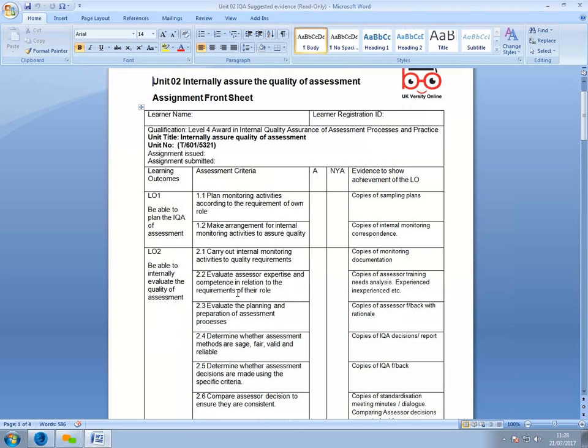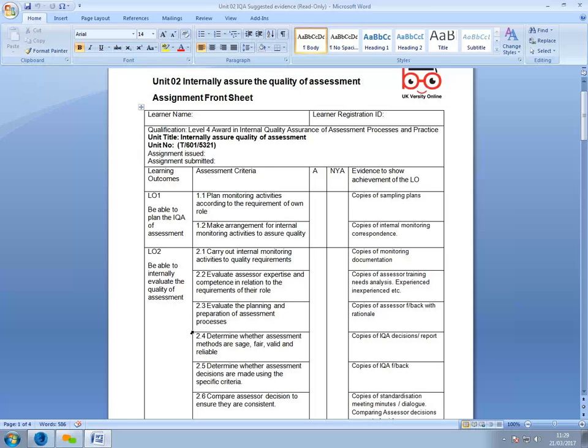Now, this unit was going to use quite a few of the documents, but the first one was understanding all the principles of how IQA works. This is putting it into practice. So it's asking you to do a number of things. Learning objective 1 is be able to plan the quality assurance of assessment.